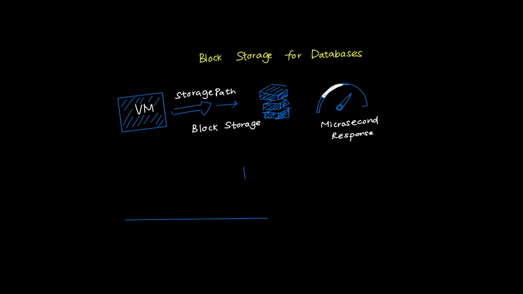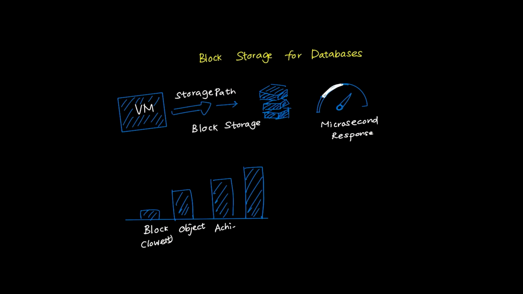Block storage presents storage as raw blocks that the operating system formats and manages, providing the flexibility and performance databases demand. Object storage uses URLs and is optimized for unstructured data, archive storage prioritizes cost over speed, and tape storage is offline with extreme latency. Only block storage provides the low latency, direct attached performance that database operations require.